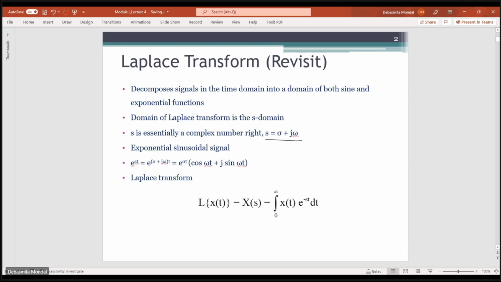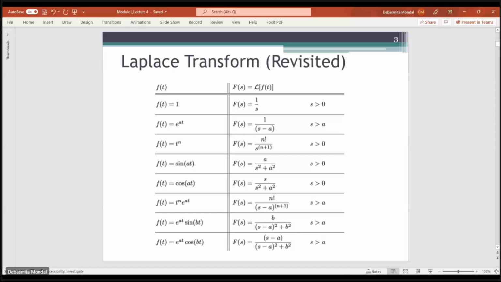Now if you write the definition of Laplace transform, the Laplace transform of x(t) is denoted by capital X(s), and it is defined as the integral from 0 to infinity of x(t) e to the power minus st dt. So this is the definition of the Laplace transform.